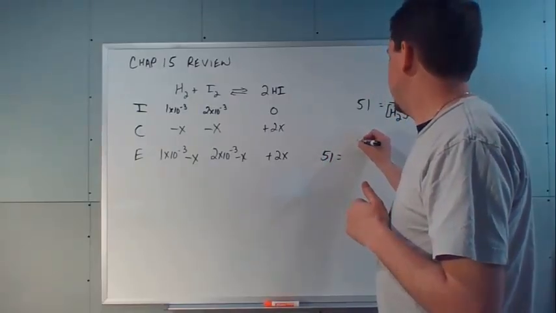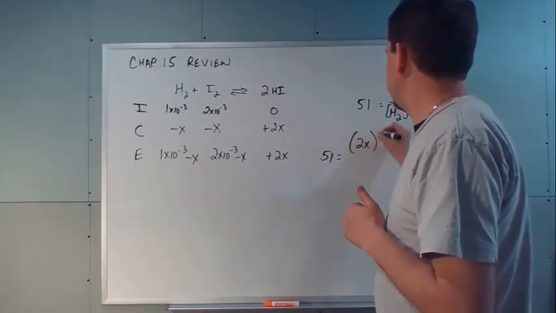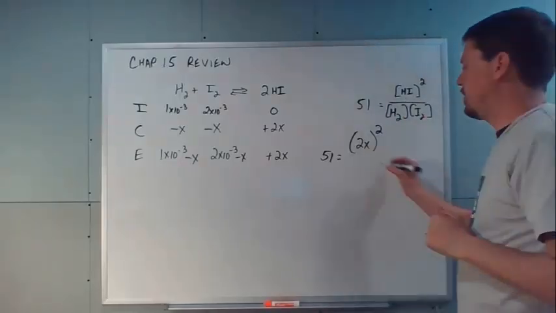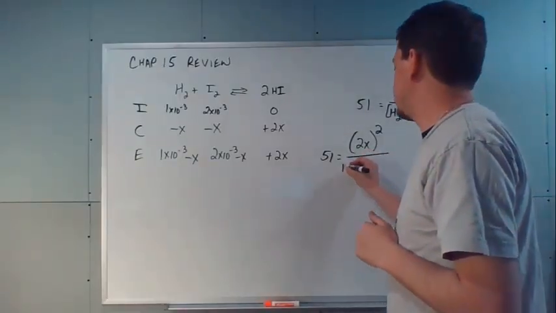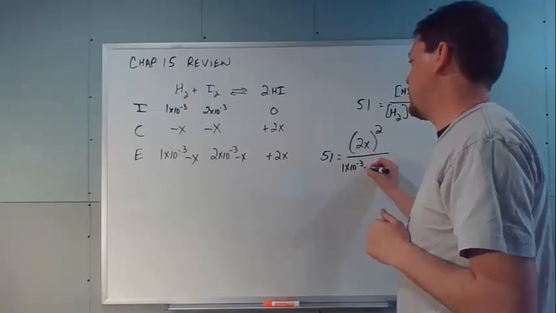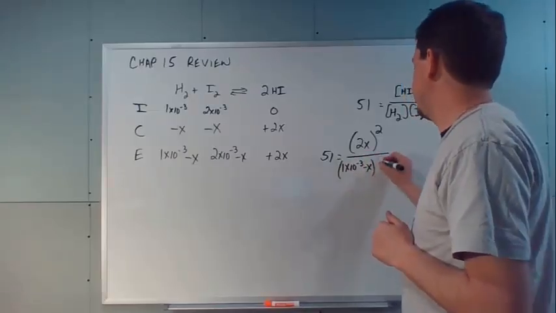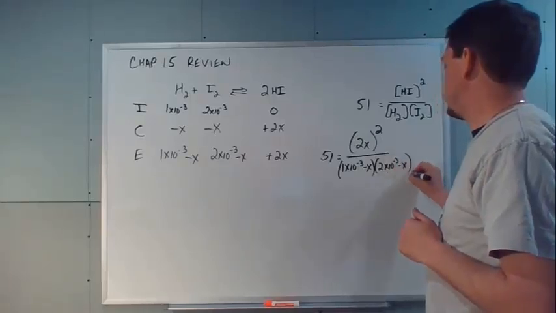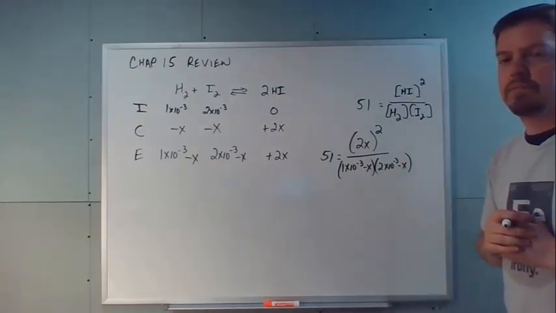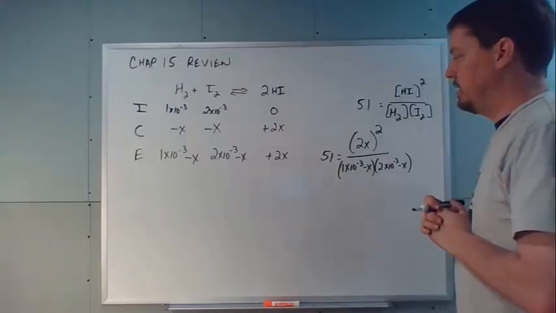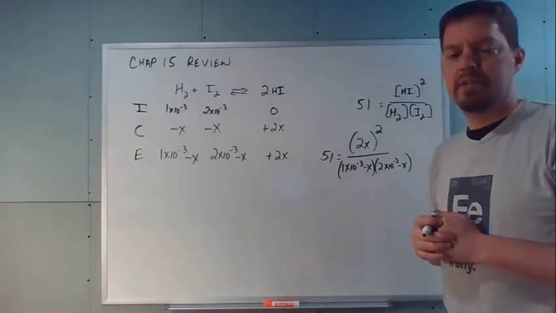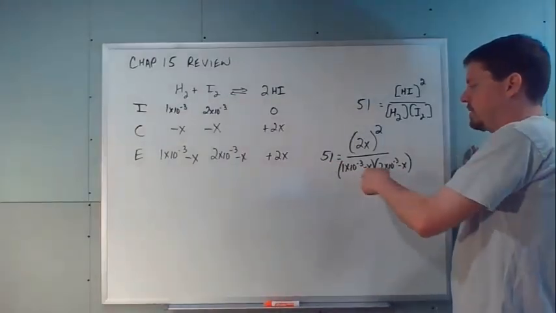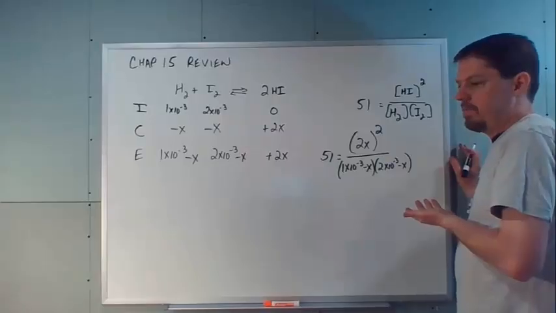All right, so we go and plug that in here, and we say 51 is equal to 2x squared, because I'm plugging the 2x in for the HI, so I have to square that. And then on the bottom, it's going to be the 1 times 10 to the minus 3 minus x, and 2 times 10 to the minus 3 minus x. Now, in this case, this would be a disaster problem because I didn't go and calculate this out. I'm actually doing it opposite the way it's in the book. So in this case, based on our equilibrium expression, x could be fairly significant.